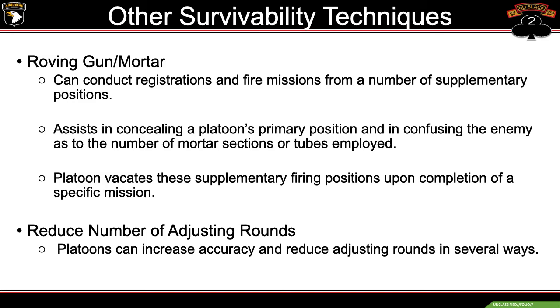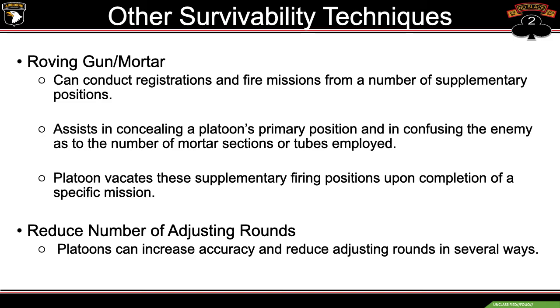So this kind of ties back into offset registration. You'd have a roving gun or squad that can go out and shoot adjusting rounds, or even just use deceptive fires to kind of throw off enemy counter radar. So if counter radar picked up our mortars, they'd be picking up that one squad, which would be fast enough to shoot and then displace without giving up the whole platoon's primary position.